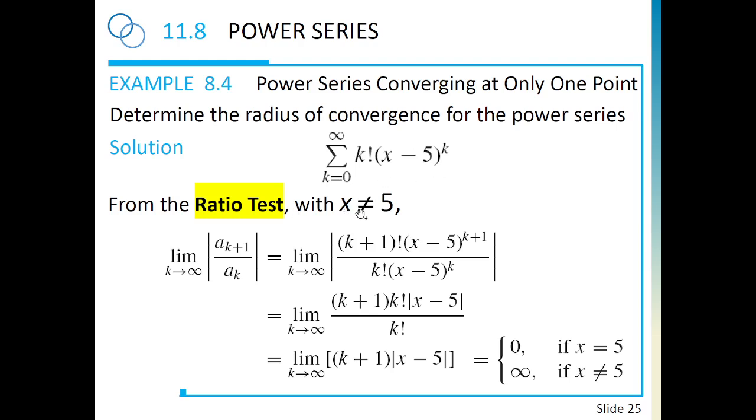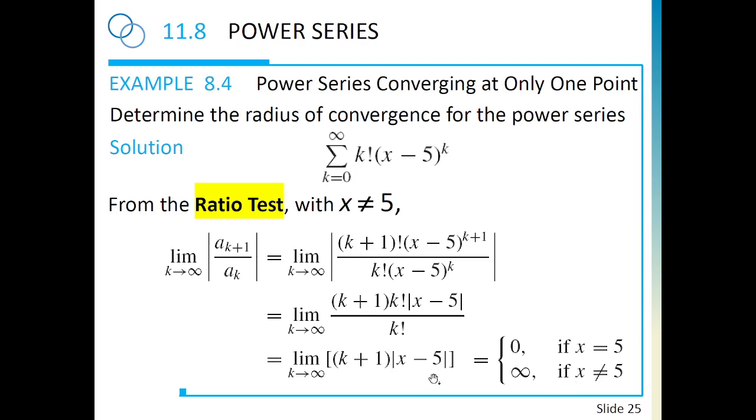So if x is not equal to 5, then I can compute the ratio test properly, because obviously if I have x equal 5, I have division by 0, it's no good. So for x different from 5, I can perform my ratio test. Here I end up with something like this. So this limit, when k goes to infinity, when x is different from 5, this value here is different from 0, obviously. And then this part here is increasing forever. So the limit does not exist, right? Because the general term would be increasing.